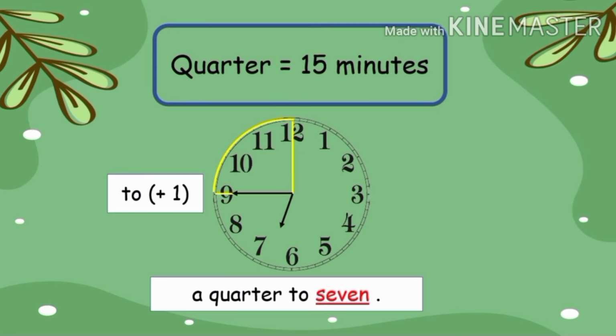A quarter to 7 means we have 15 minutes more to 7 o'clock. Let's see another example.